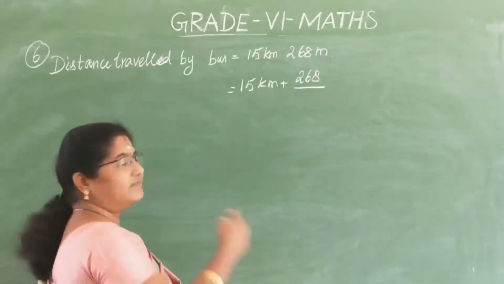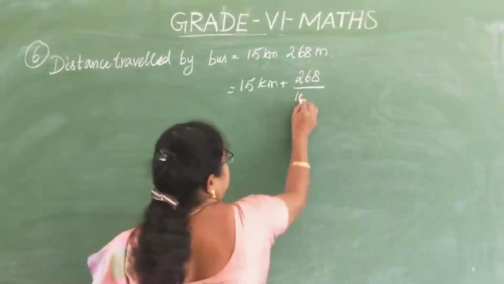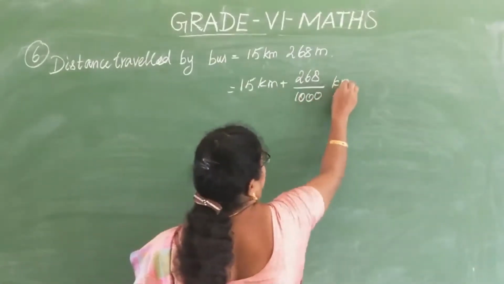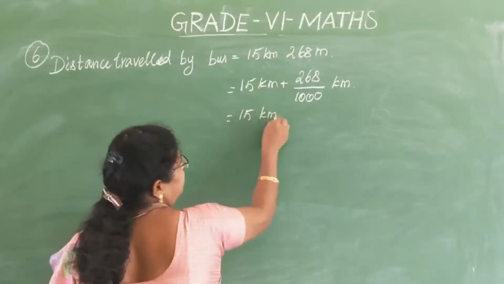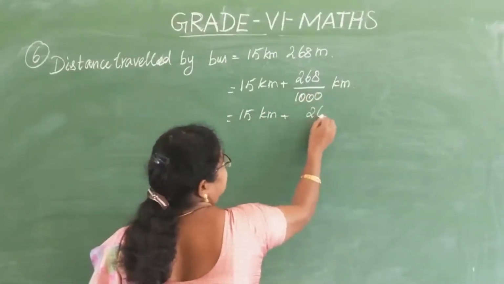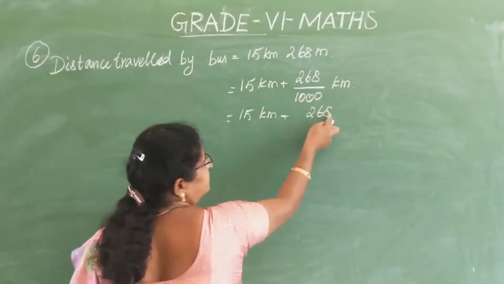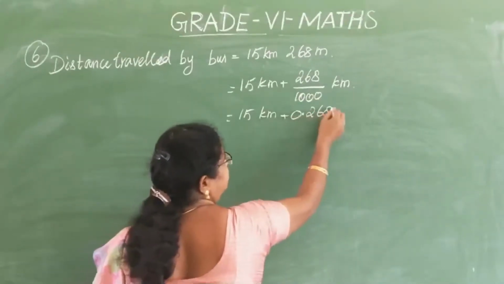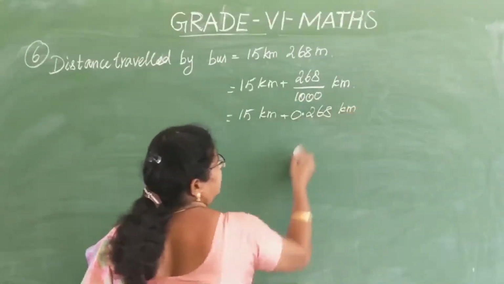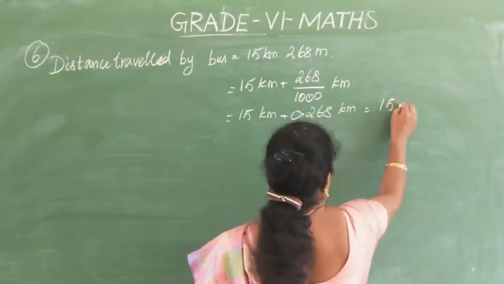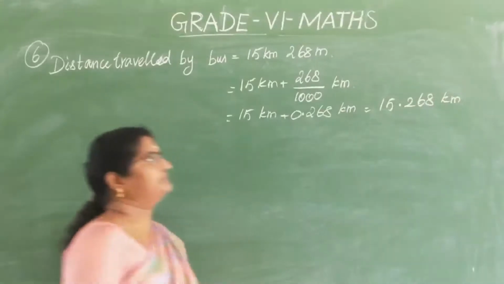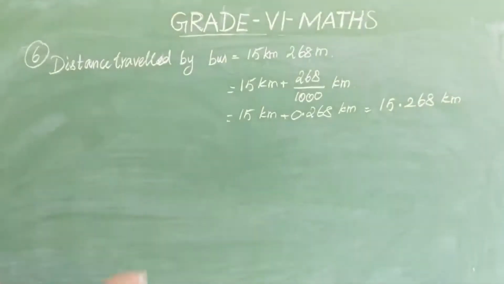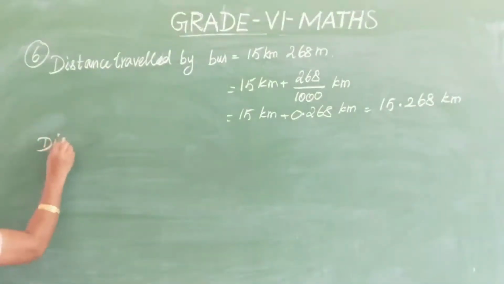Divide by 1000. So 268 meter, which is equal to 50 kilometer plus 268 divided by 1000, three zeros, 1 2 3. Now this is equal to 50.268 kilometer. Understand?